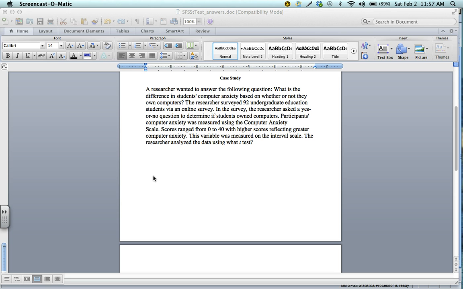The researcher surveyed 92 undergraduate education students via an online survey. In the survey, the researcher asked a yes or no question to determine if students own computers. Participants' computer anxiety was measured using the computer anxiety scale. Scores range from 0 to 40, with higher scores reflecting greater computer anxiety. This variable was measured on the interval scale, and the researcher analyzed the data using what t-test?